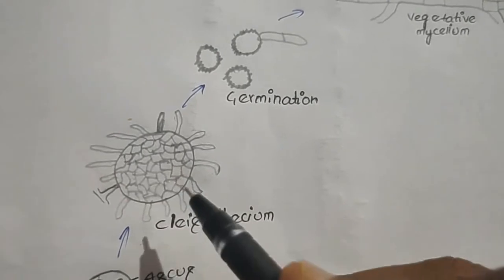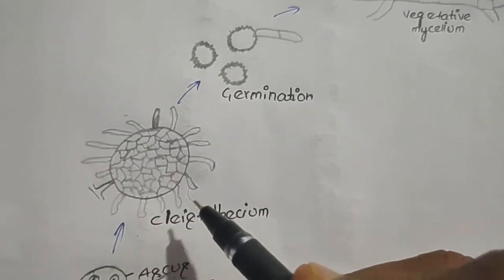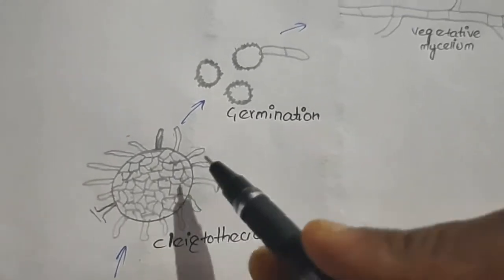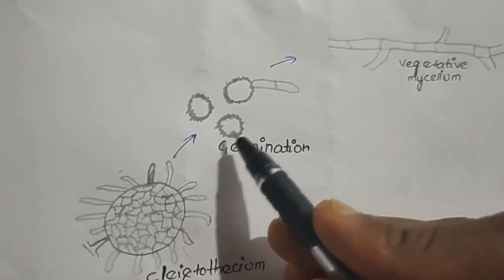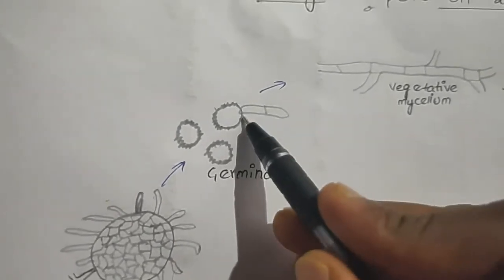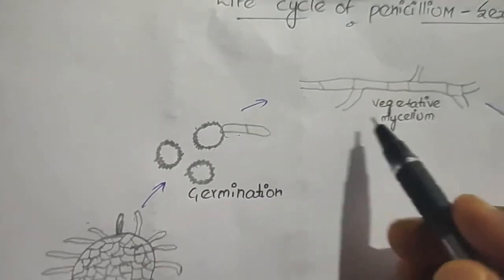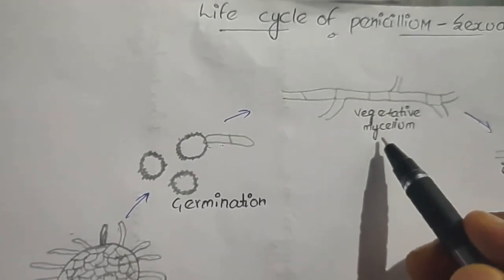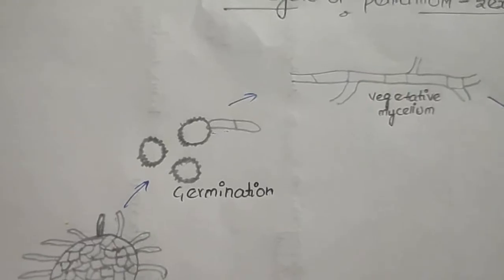These ascospores are released by the dissolution of the ascus and cleistothecium wall. Now these ascospores germinate on a suitable substratum by developing a germ tube, and ultimately a new mycelium of Penicillium, or vegetative mycelium of Penicillium, is developed.